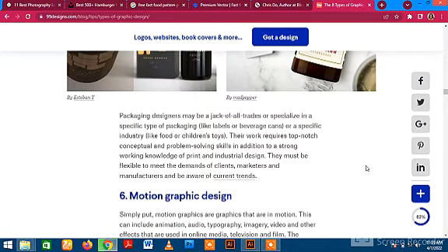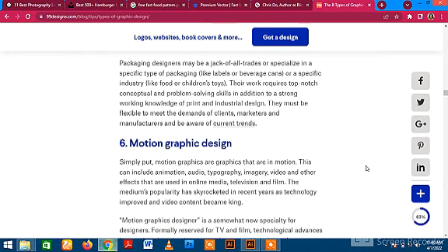As a packaging designer, it's very important that you're flexible to meet the demands of clients, and that you are aware of current trends. Really, this is very important, because in my coming videos I'm going to be doing the history of graphic design, so we're going to go back in time and see how graphic design has evolved over the years. I'm really excited about this. So let me leave that part and go to the next one.